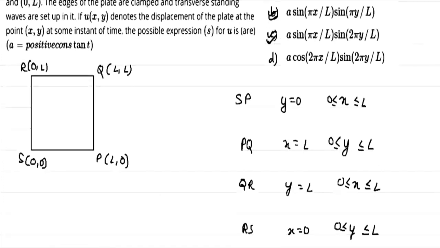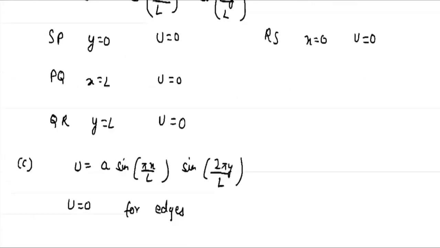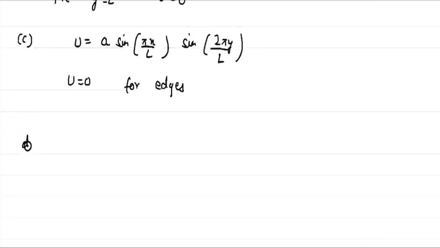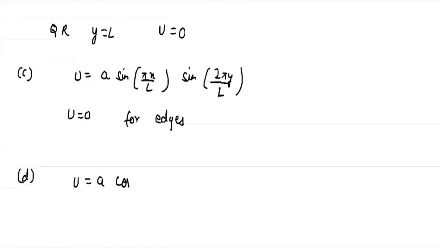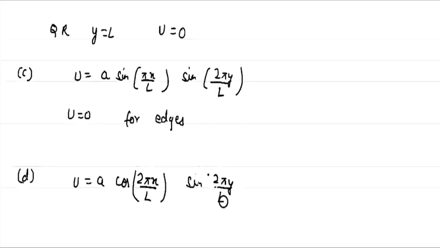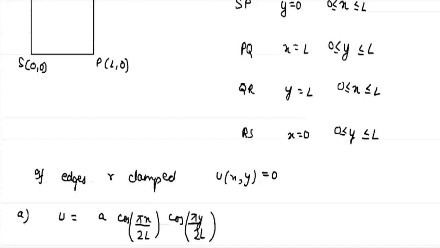Now if we check our D option, D option is just similar to our A option, just that here the 2 is coming. Let us check the D option, where u is given as A cos 2 pi x over L, and then we have sine 2 pi y over L.